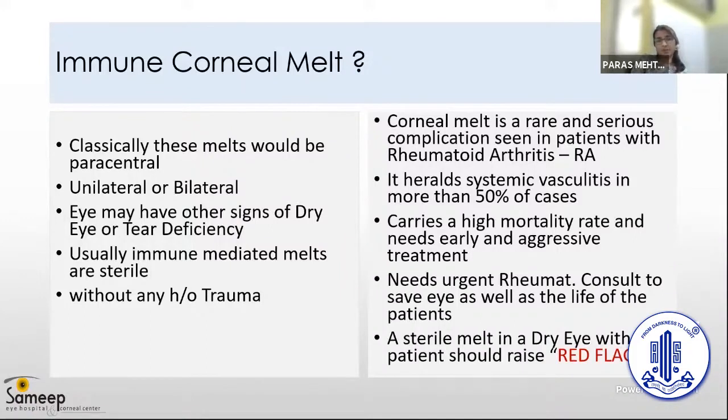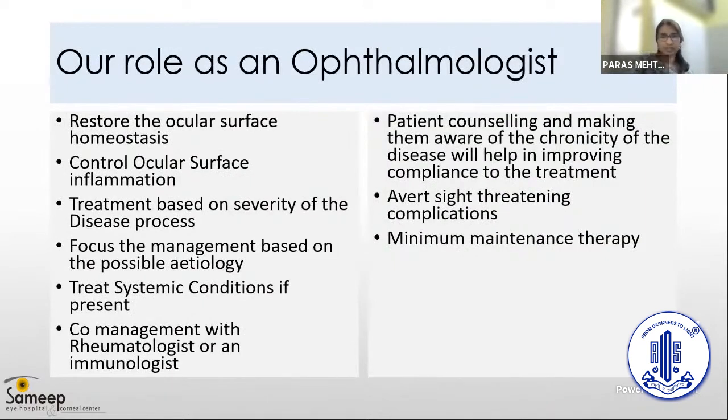It carries a high mortality rate, so you have to recognize this patient early on. And these are the patients who require immediate referral to a cornea specialist and maybe to a rheumatologist. A sterile melt in dry eye with RA patient should raise red flags for a clinician for immediate management.